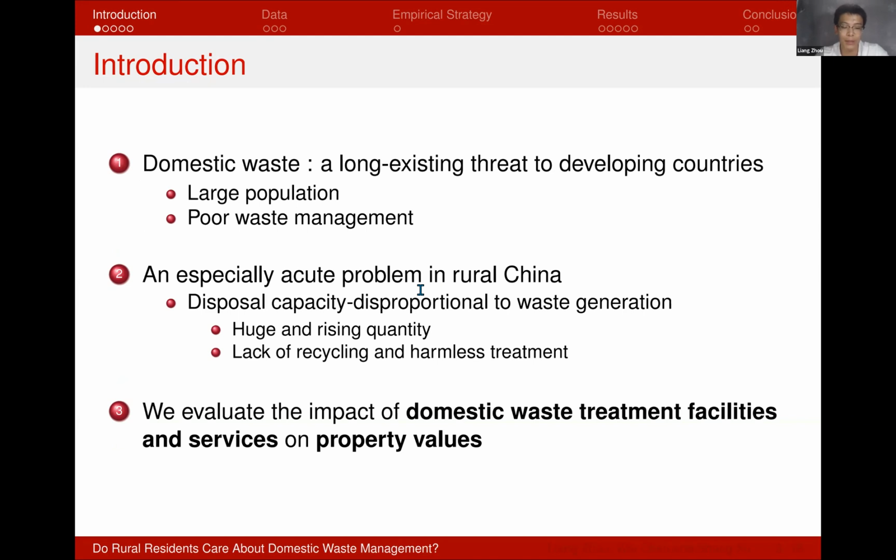It is estimated that in 2020, 170 million tons of domestic waste was generated in rural China. However, due to the lack of waste recycling and harmless treatment, such a huge amount of garbage was not properly handled. Today, when the promotion of agriculture and modernization in rural China is being accelerated, these facts make one wonder, do Chinese rural residents really care about domestic waste disposal? Therefore, the research question of this paper is, do rural domestic waste treatment facilities and services affect housing prices?